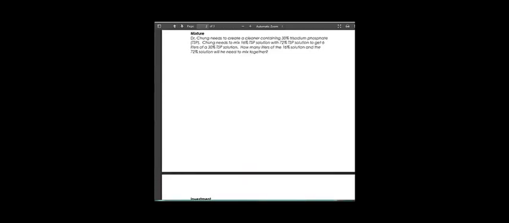Okay. It says that Dr. Chung needs to create a cleaner containing 30% trisodium phosphate, TSP. Chung needs to mix 16% TSP solution with 72% TSP solution to get 6 liters of a 30% TSP solution. How many liters of 16% and how many liters of 72% solution will he need to mix together?